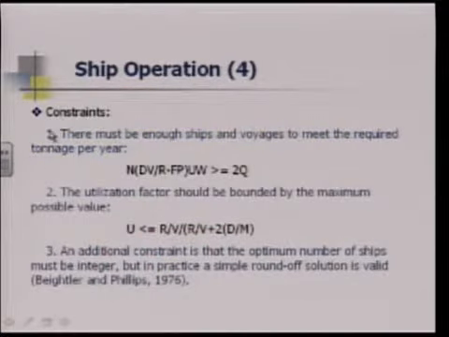And also you need to consider different types of constraints. Like there must be enough ships and voyages to meet the required tonnage per year. And the utilization factor should be bounded by the maximum possible value. Some additional constraints could be put so that the optimal number of ships must be an integer. But in practice, for instance, people say, well, the integrality constraint is not so crucial if you talk about many different ships. You say, well, if the total number is large, then a simple round-off solution is probably valid. So now you see an engineering trick.